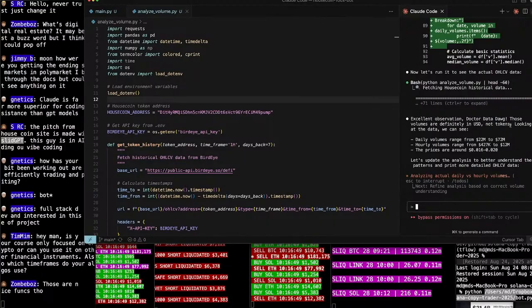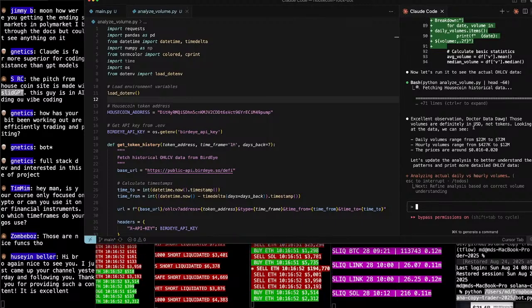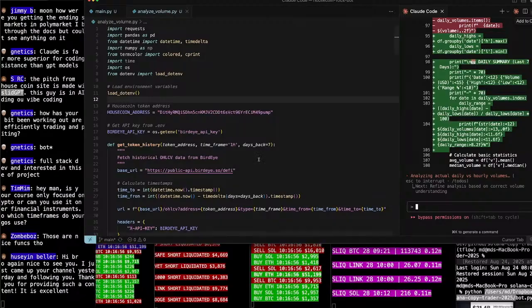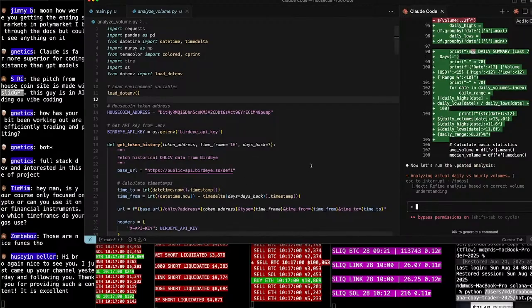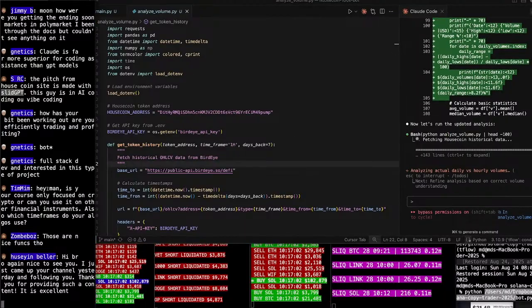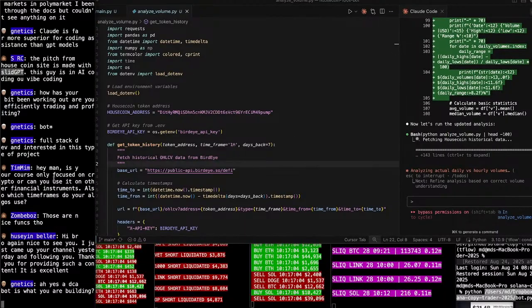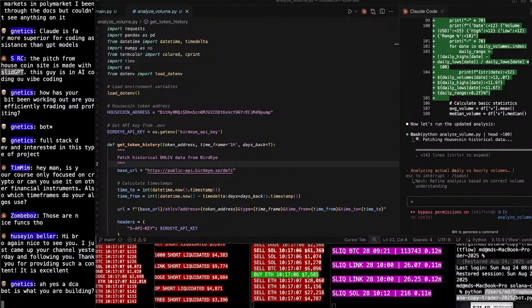Excellent observation, Dr. Datadog. Those volumes are definitely in USD, not tokens. Looking at the data, we can, okay, so maybe she was looking at it in the amount of tokens. Full stack dev, nice, dude. What type of dev do you do, bro?